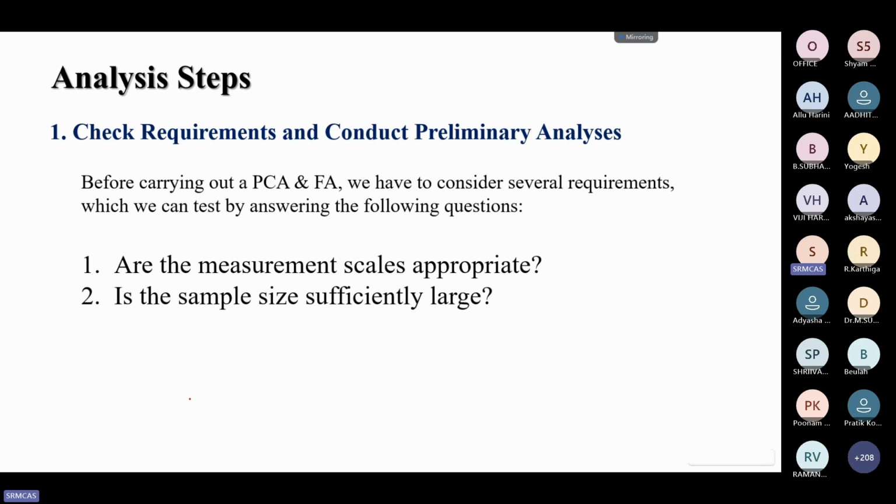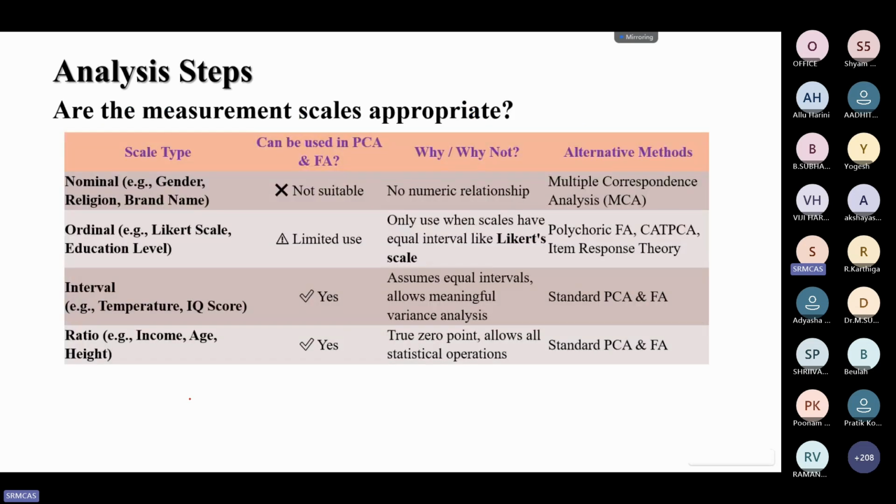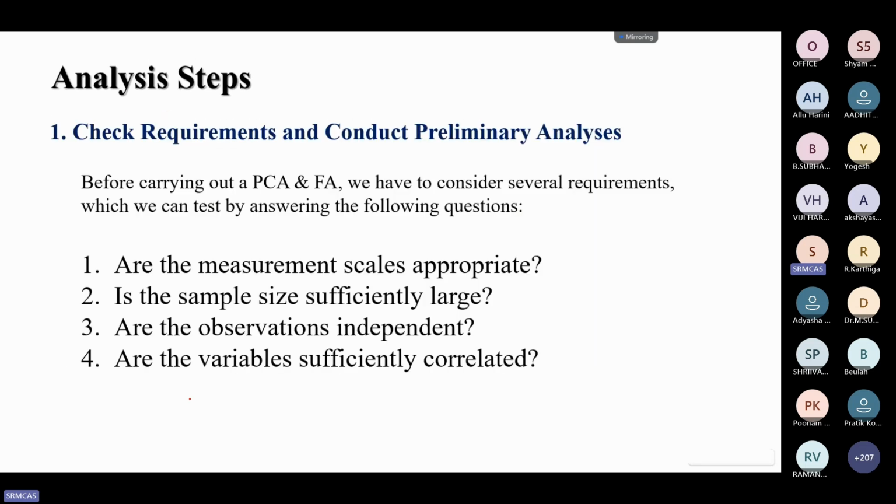Then we have to consider whether the sample size is sufficiently large or not. Then, are these observations independent? The observation means that the respondents, each respondent, are different subjects and are not interrelated. And are the variables sufficiently correlated? Because both analyses are completely based on the variance, covariance, and correlation between the different kinds of variables. The correlation must be checked before proceeding further with the analysis.